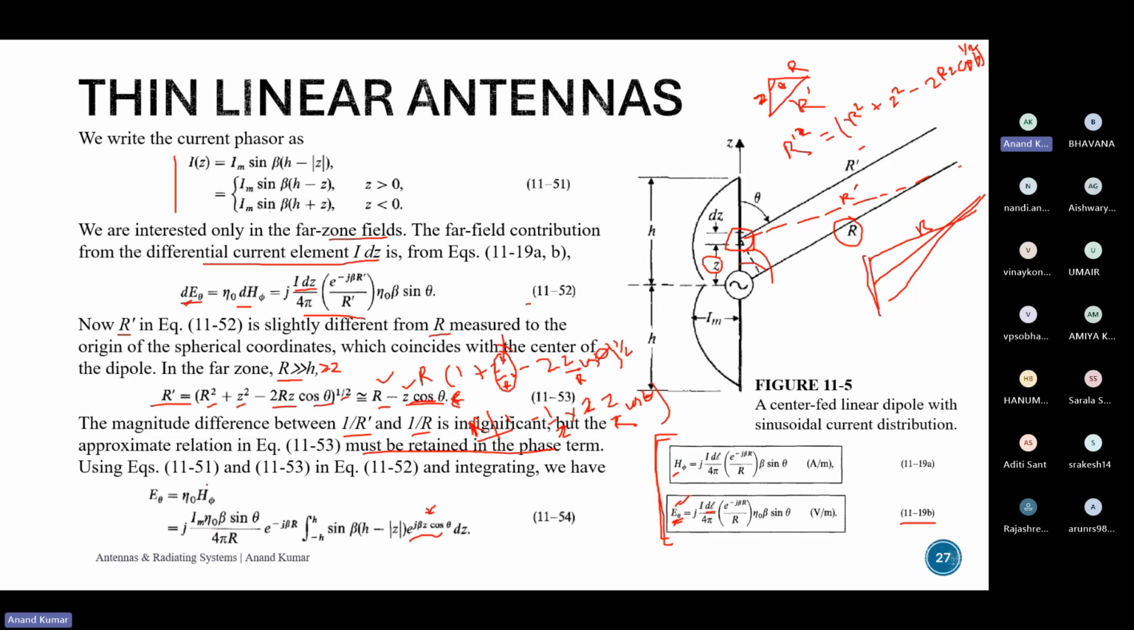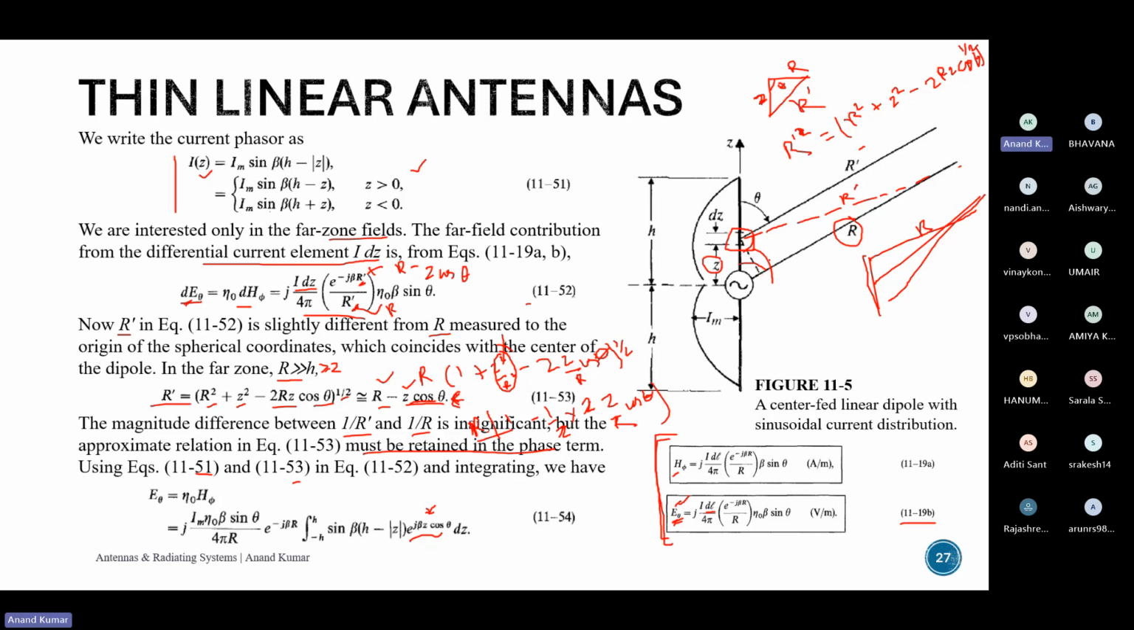So using equations 51, 53, and 52. We have expression 51 over here, which gives the current distribution, and 52, which gives the electric field expression. We have r dash over here and r dash over here. This r dash can be approximated as r because the magnitude is not much affected. But this particular r dash has to be approximated as r minus z cos theta.